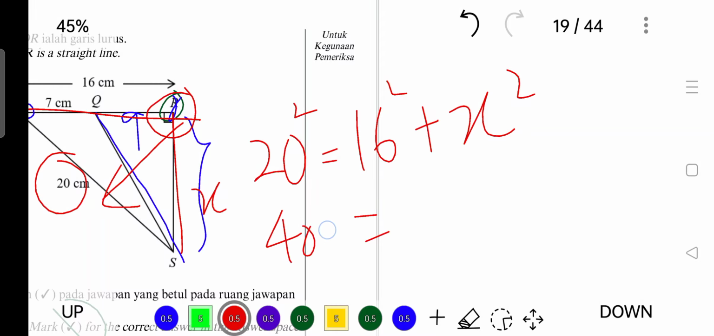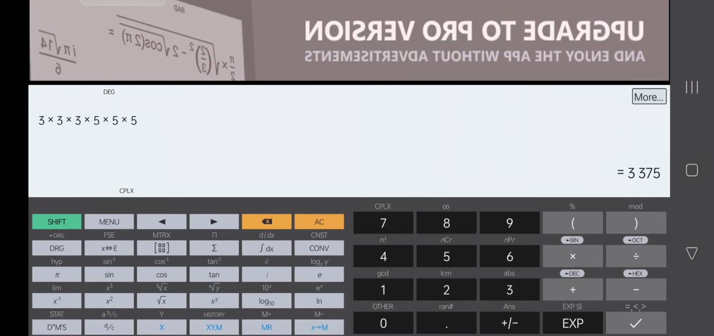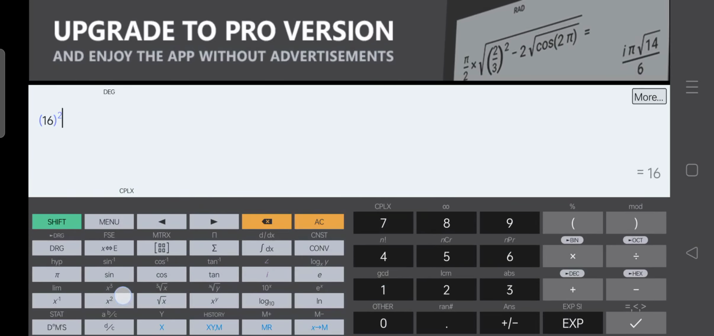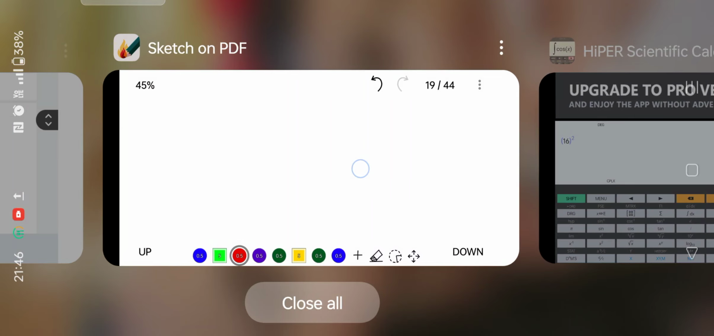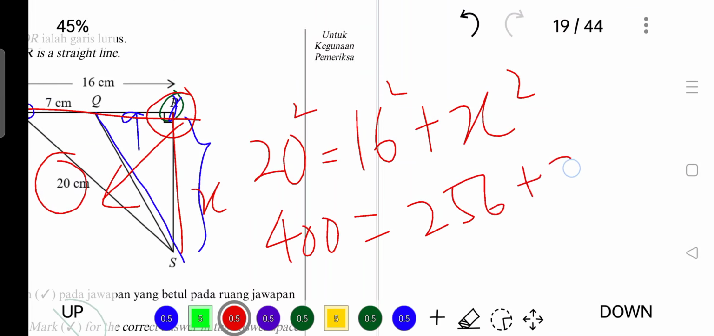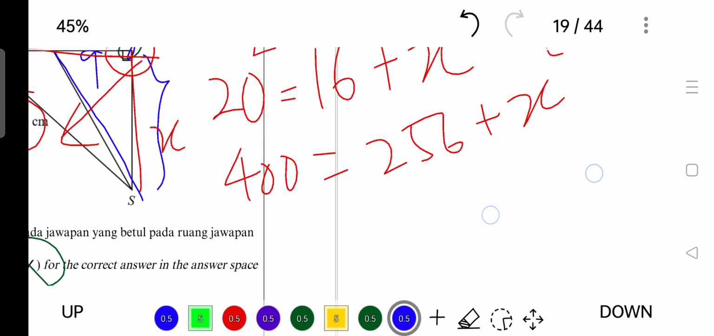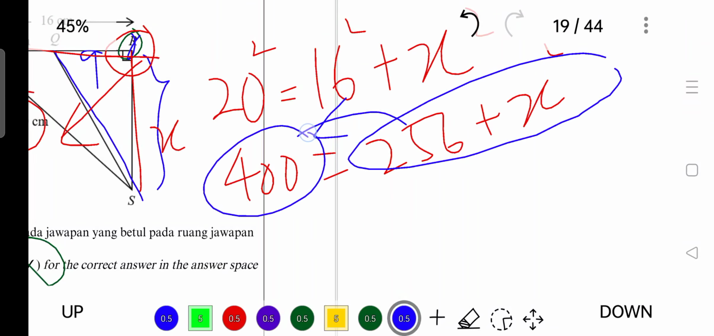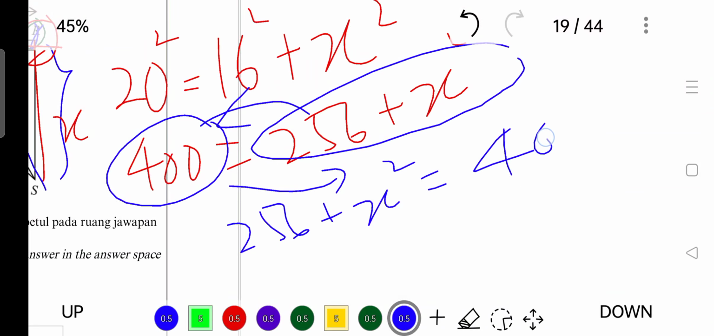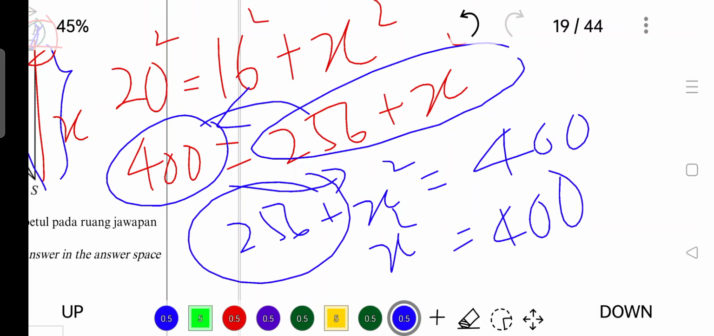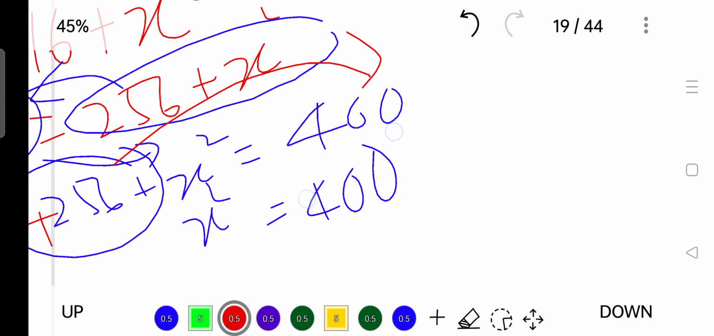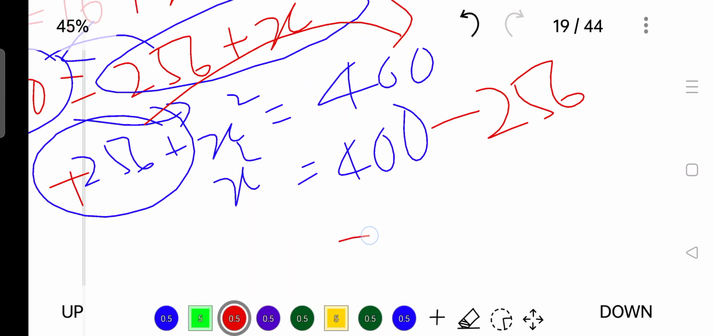So the answer here is 400. The answer here is 16 squared. What is the answer for 16 squared? 256. All right, 256 plus x squared. What I'm going to do is swap the places of these numbers. 256 plus x squared, I put it at the left, and 400 I bring to the right. I'm just going to leave x squared over here. 400 is at the right place, so I just leave it. But this plus 256 is at the wrong place, so I bring it over here, so it becomes minus 256.